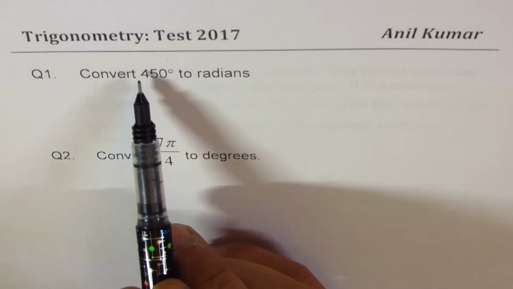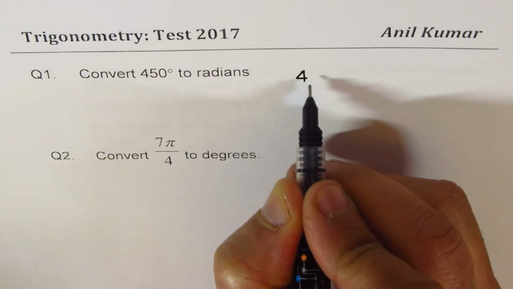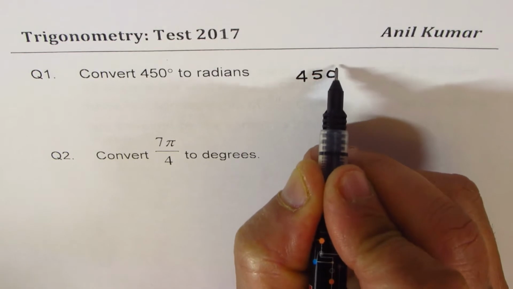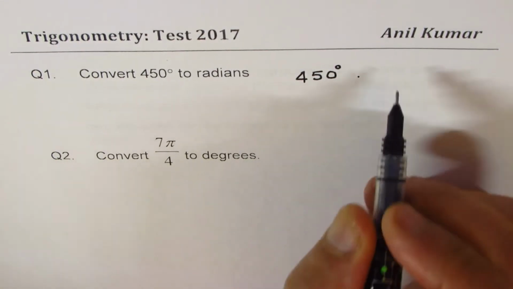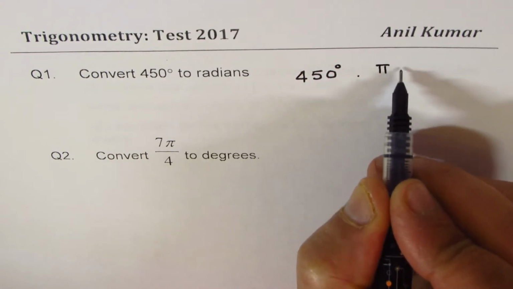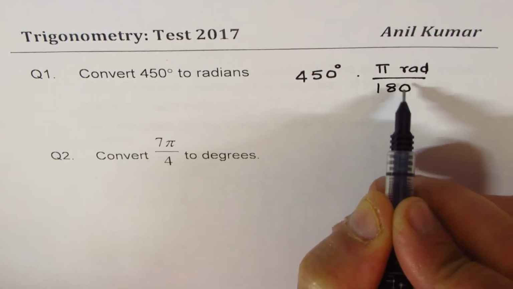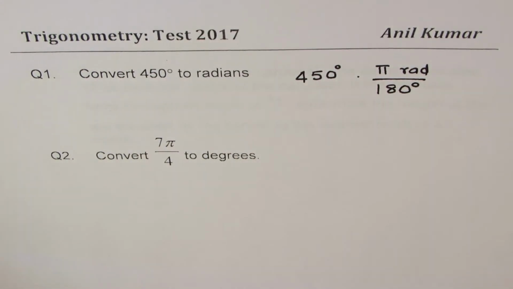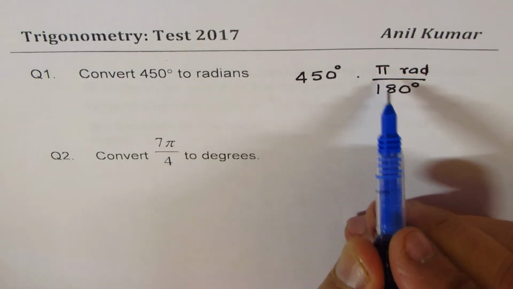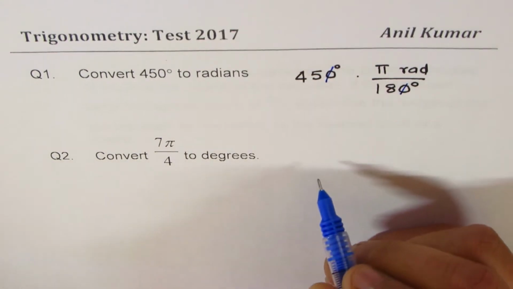Question 1 is to convert 450 degrees to radians. So the method is very simple. We want radians, right? So we have 450 degrees. Radians on top cancel out degrees. So it is pi radians divided by 180 degrees. So degrees cancel out and what you get is radians. Is that clear? You don't really have to remember this multiplication factor as some students try to do.